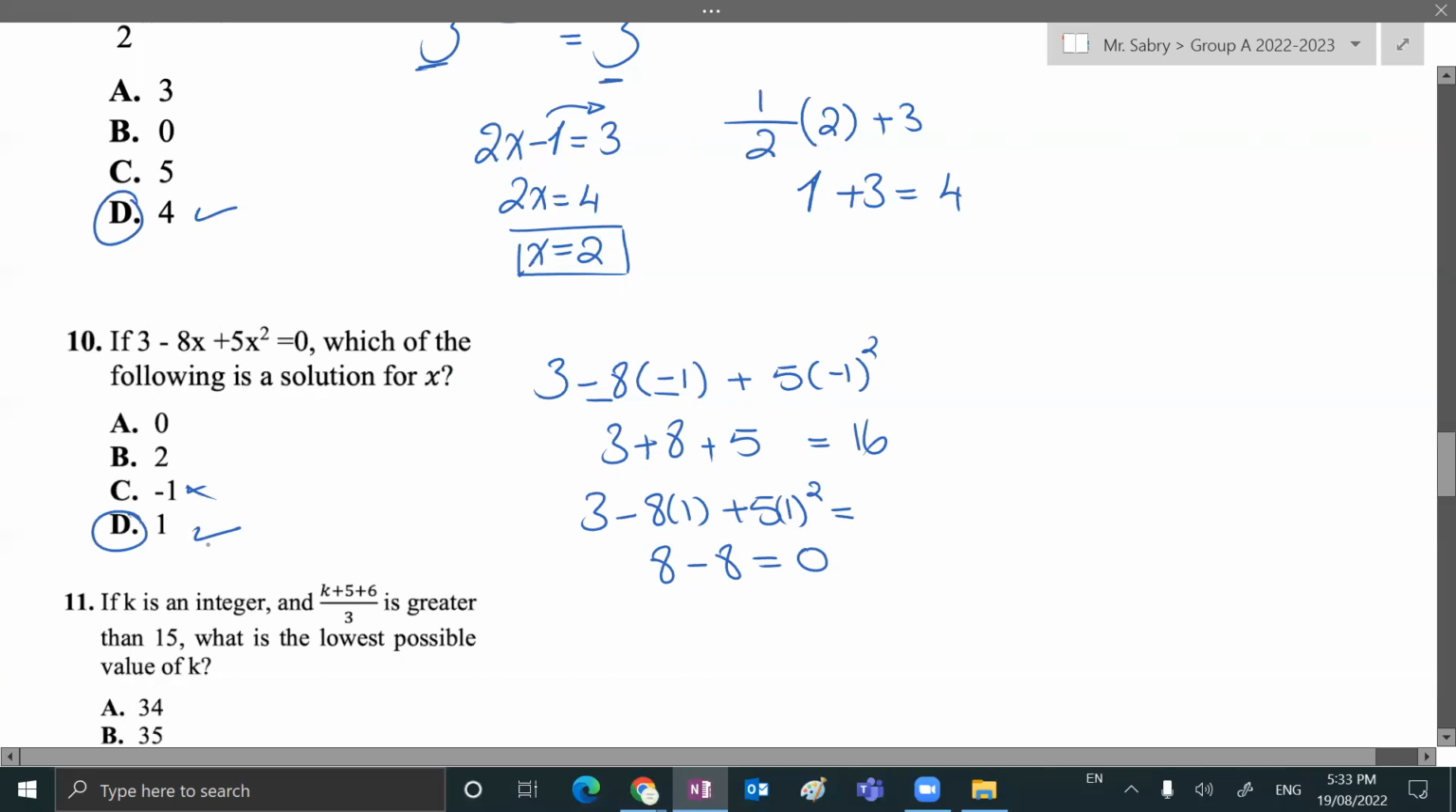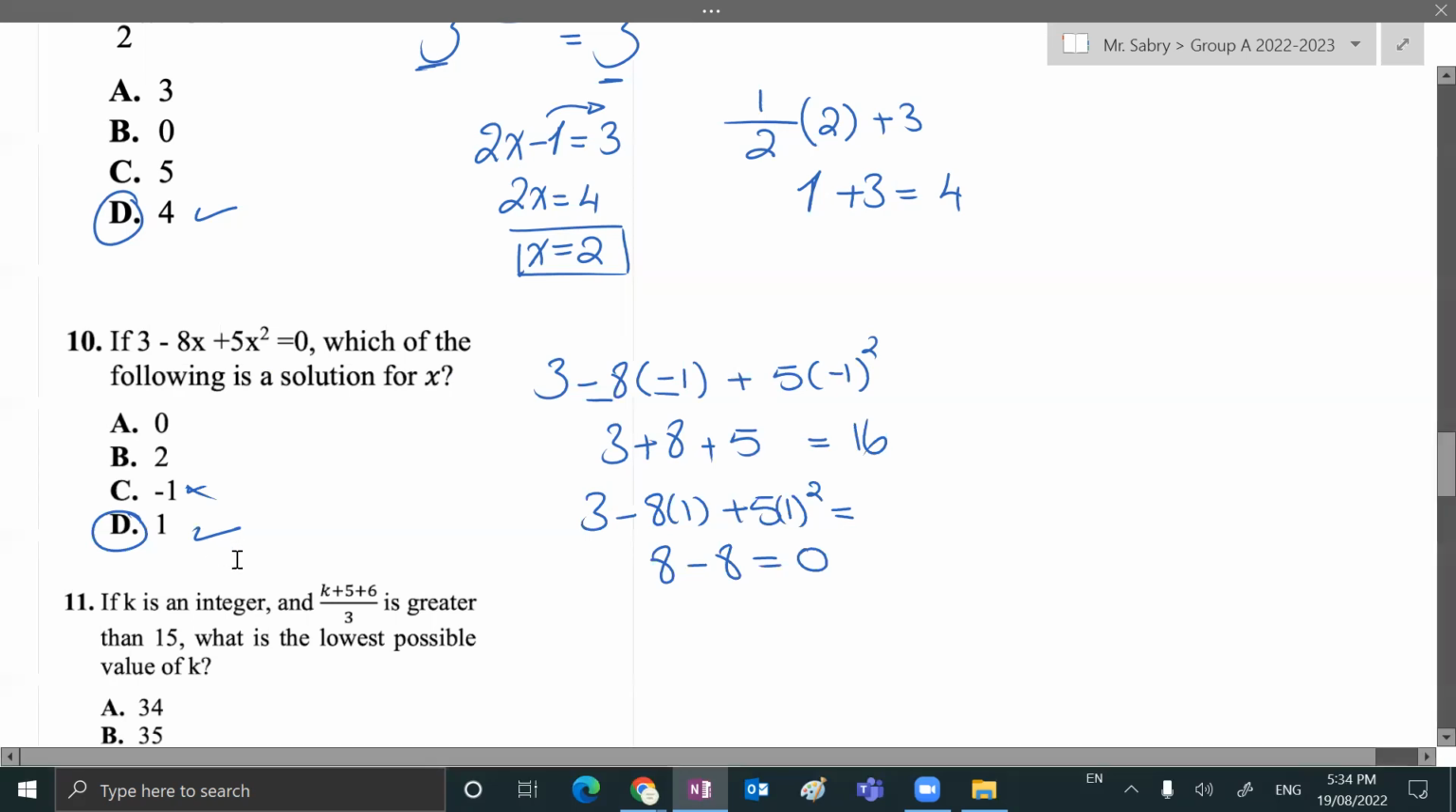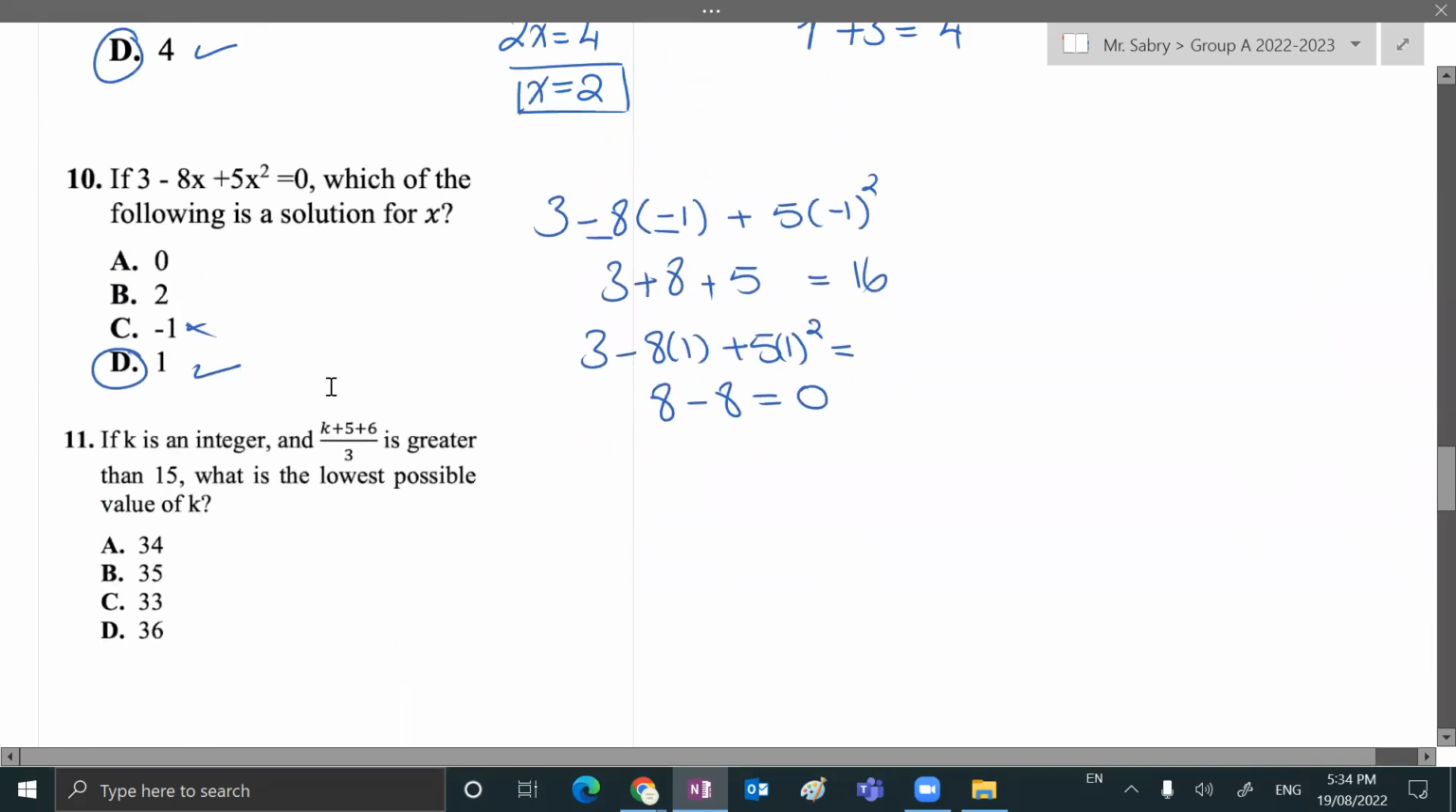Now, how do I do it without substitution? There's no need for you to know that, because the coefficient here is 5 and everything else is not divisible by 5. It's very hard for us to just come up with or think of the two numbers that would get me an answer. Moving along. Any questions here?